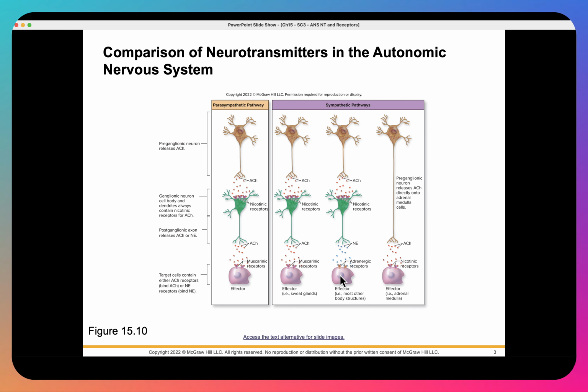Another really important innervation pathway of the sympathetic nervous system is the preganglionic neuron that will actually go to the adrenal medulla. And this is important because this is the sympathetic innervation that is going to be responsible for the release of epinephrine, which is the primary hormone associated with the sympathetic nervous system.